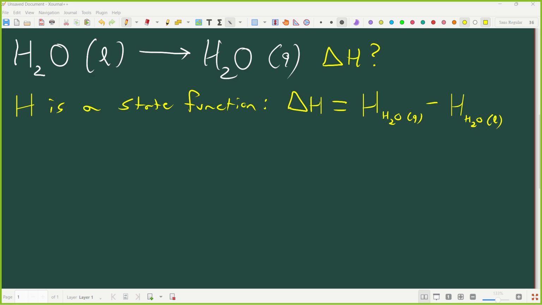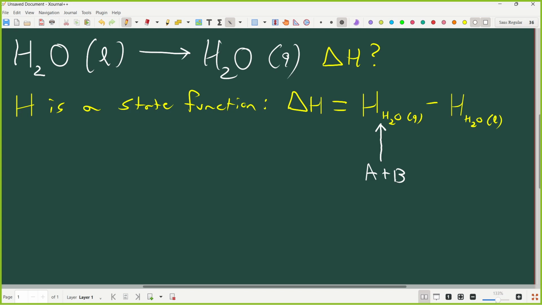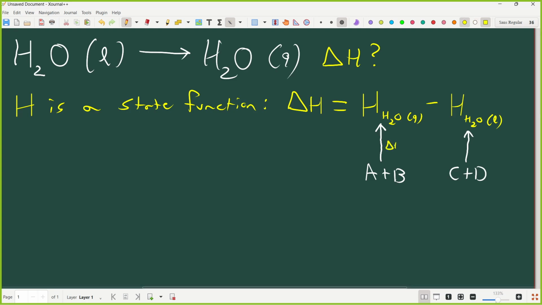Well, maybe we want to do another process where we can measure delta H, where one process makes H2O gas that we measure heat for, and another process that makes H2O liquid. So for instance, if we have some materials A and B, and when it reacts, it forms H2O gas. And maybe we have some other process, C plus D, that makes H2O liquid. And this has an enthalpy HA, and this has an enthalpy HB.